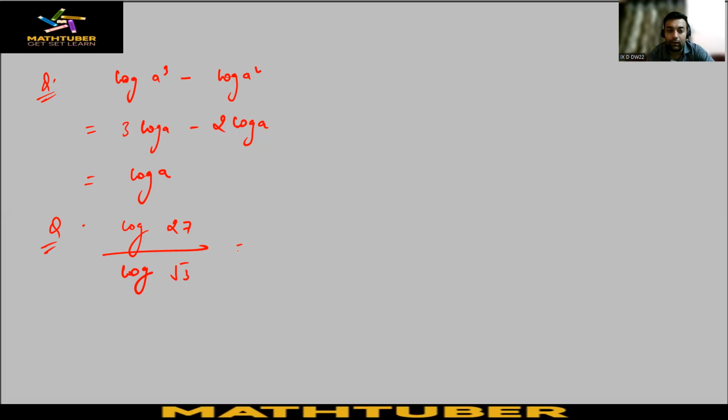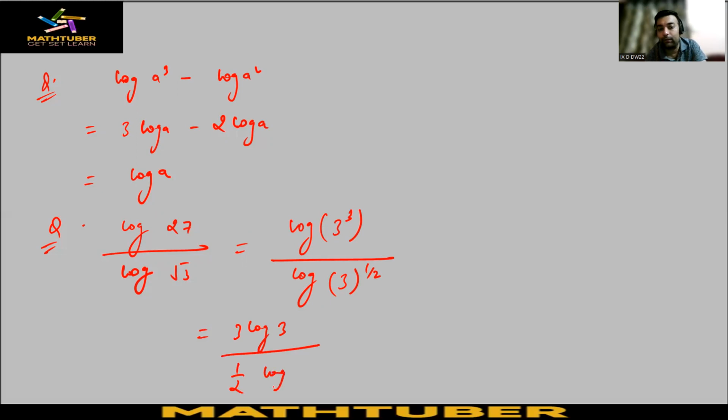So now because these logs are in division, what we need to do is convert them into the powers of 3, because both can be converted into powers of 3 easily. So 27 can be written as 3 raised to power 3, and root 3 can be written as 3 raised to power 1 by 2. And this will be 3 log 3 upon 1 by 2 log 3. And here log 3 is common, so it will get cancelled. And this 2 will come to the numerator, so it will become 3 into 2, which is equal to 6. And this will be the answer.